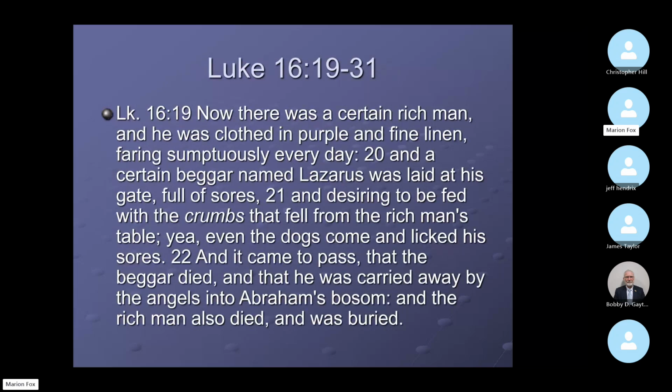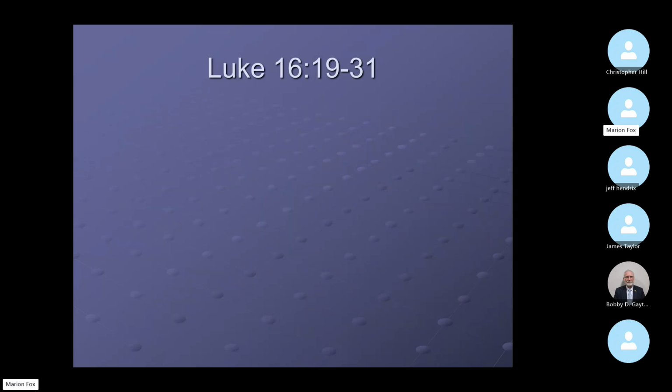Now, there was a certain rich man, and he was clothed in purple and fine linen, faring sumptuously every day. And a certain beggar named Lazarus was laid at his gate full of sores, desiring to be fed with the crumbs that fell from the rich man's table. Yea, even the dogs came and licked his sores. It came to pass that the beggar died, and that he was carried away by the angels into Abraham's bosom. And the rich man also died and was buried.